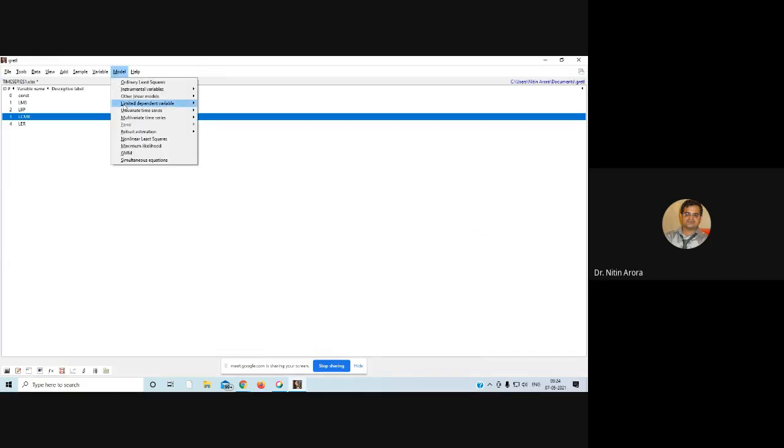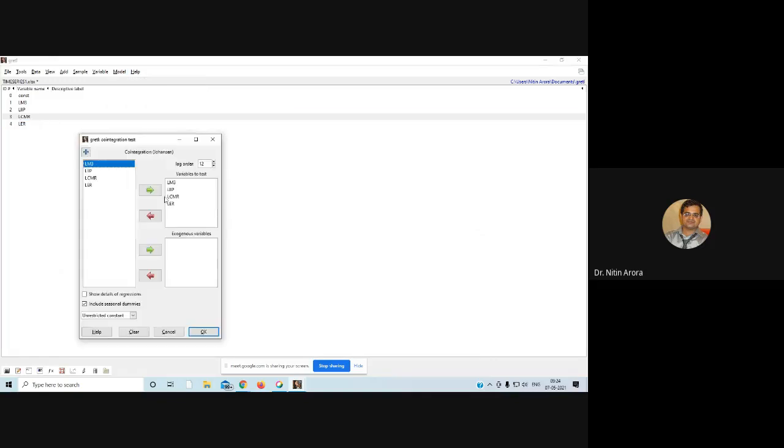Go to Model, Multivariate time series, Cointegration test, Johansen. LM3, LIIP, LCMR, LER, I have selected these 4. From here you have to ultimately select. I told you earlier that whatever dependent variable you want to take in the co-integration modeling, take that as the first endogenous, like LM3 I have selected first, then LIIP, LCMR and LER. I am choosing these 4 endogenous variables.